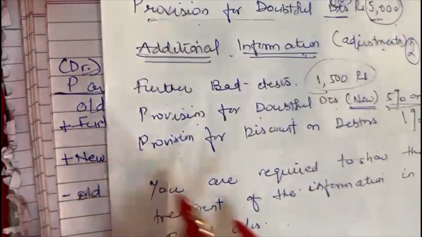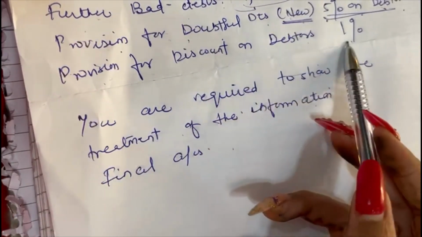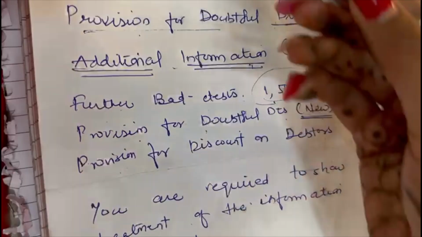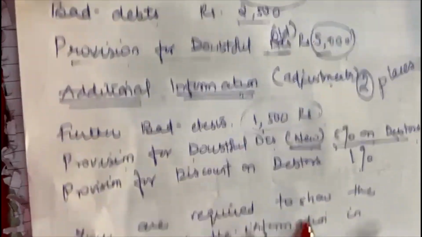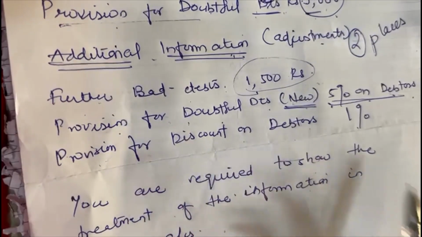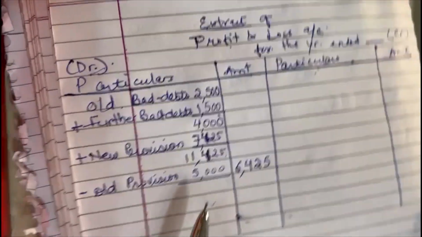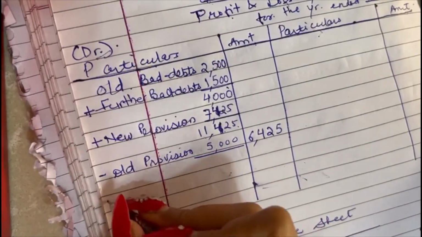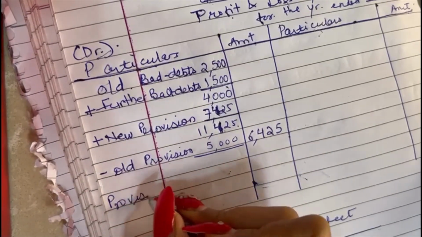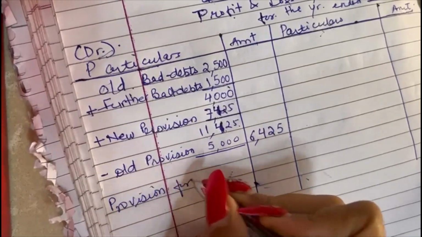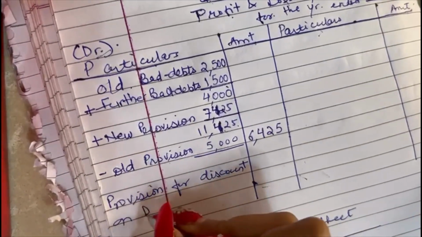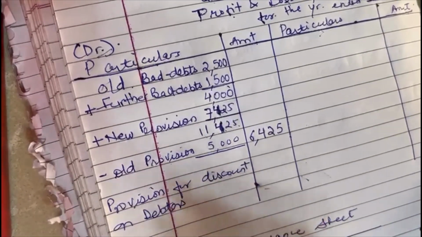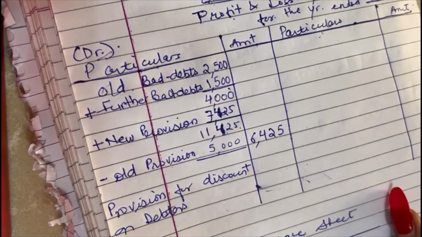Now coming to provision for discount on debtors. बाकी सब चीजें हम अभी तक शो कर चुके हैं फाइनल अकाउंट्स में. Now coming to provision for discount on debtors. We will make a separate entry for this. Provision for discount on debtors. Now again we need to have working notes for the same.